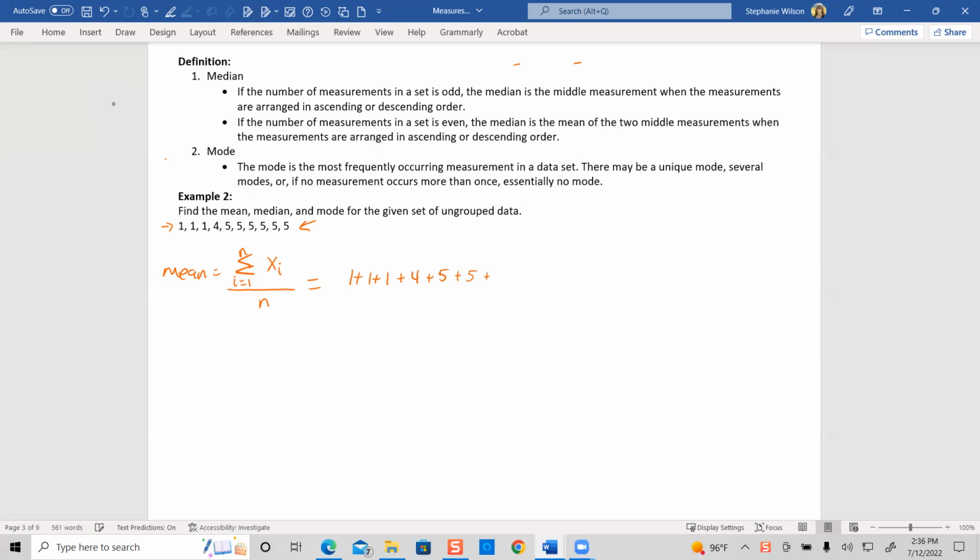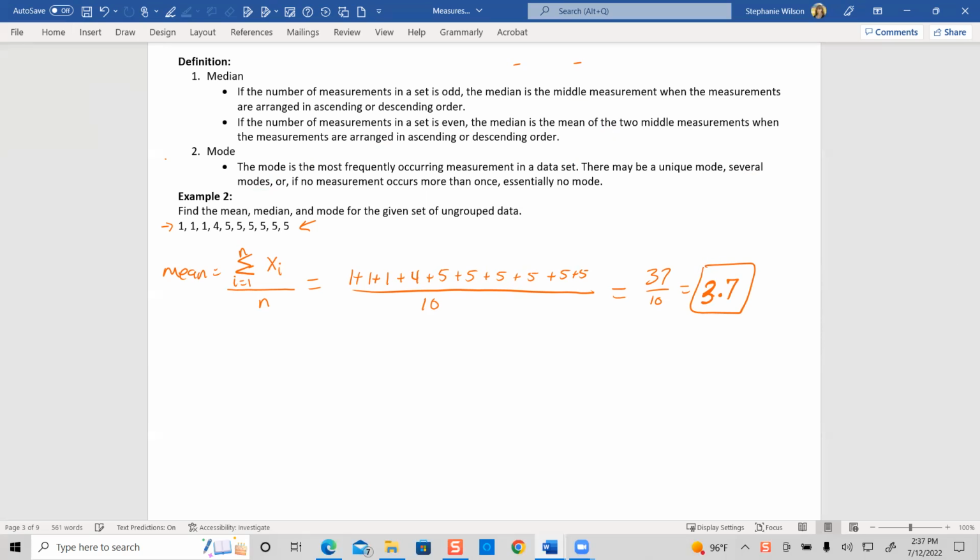So let's make sure we write it down. 1, 2, 3, 4, 5, 6. And then when we count that, there's a total of 10, so we divide by 10. So it's basically taking an average, right? You add everything up and divide by the number of them. And when I do that, I get 37 tenths, which gives me 3.7 for my mean.